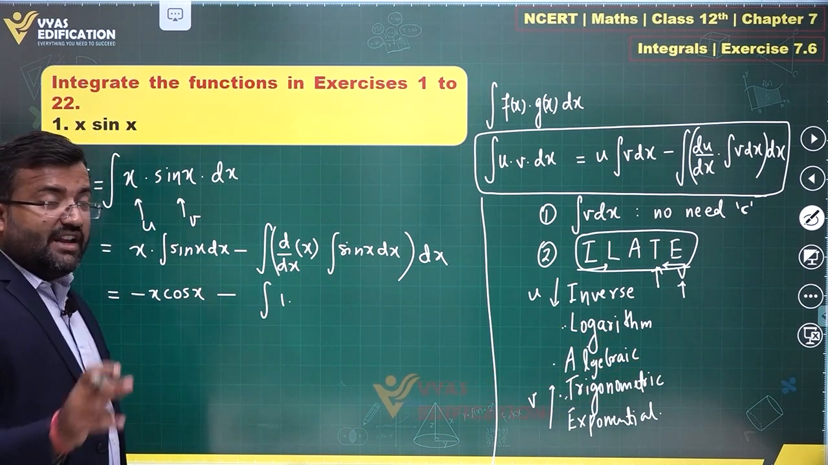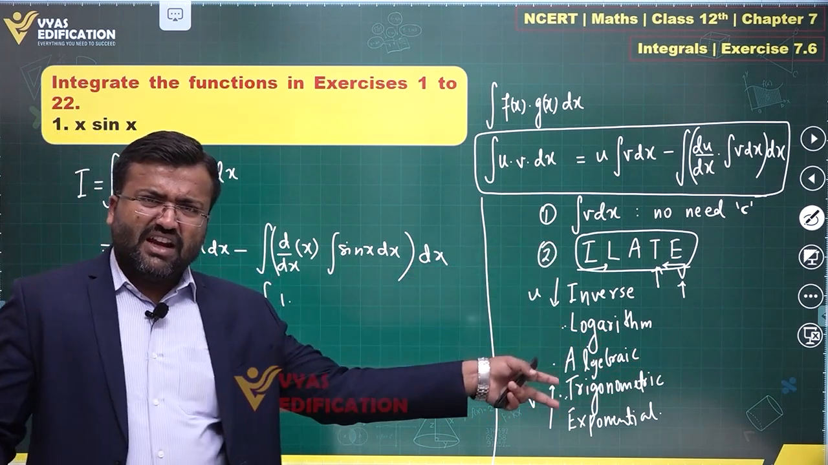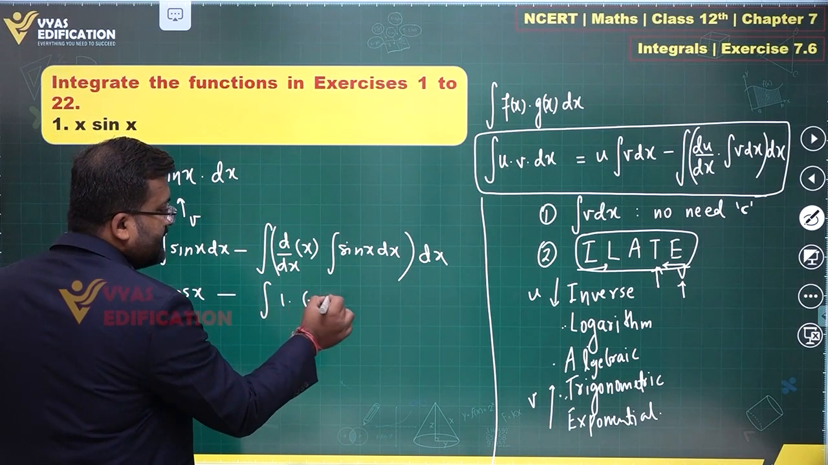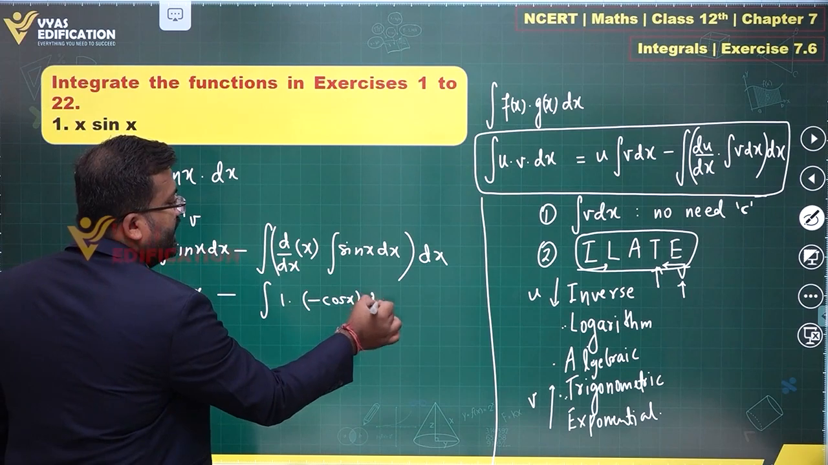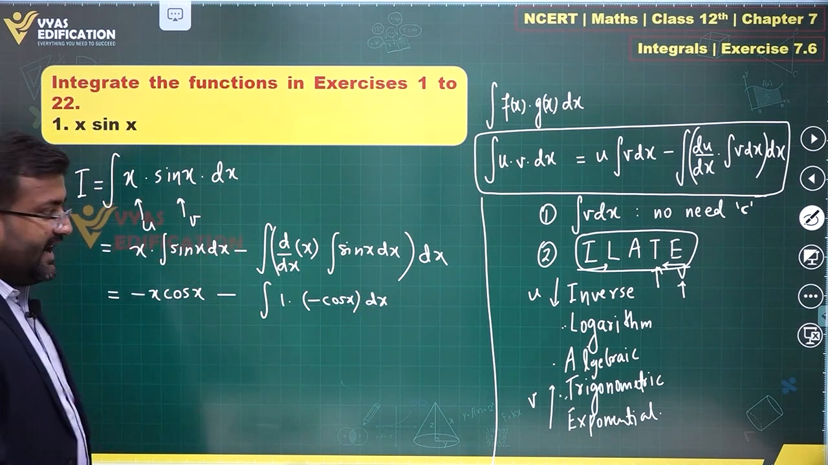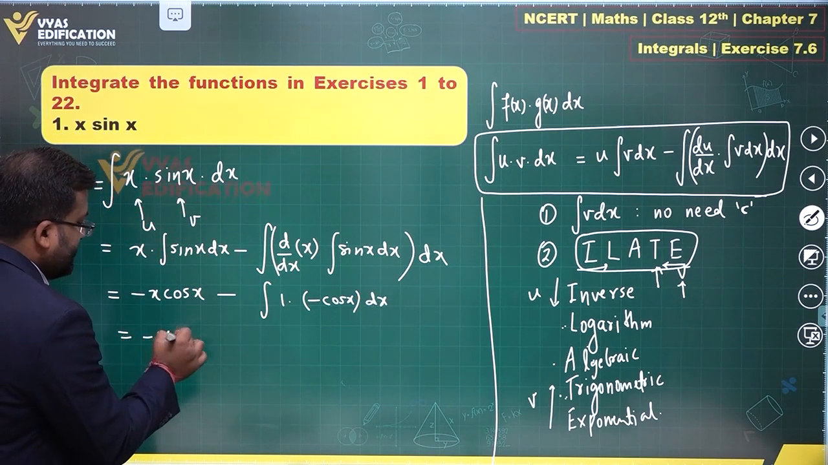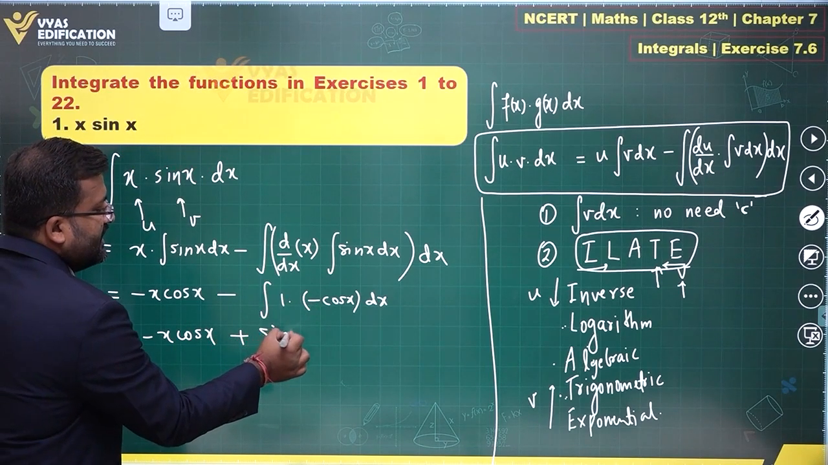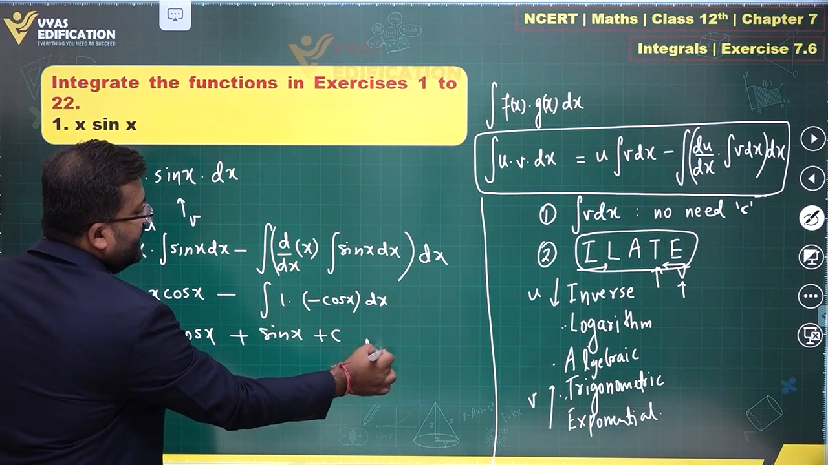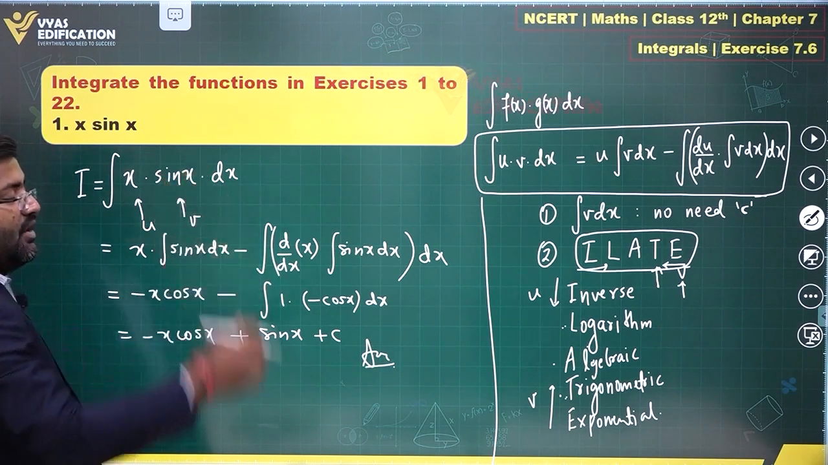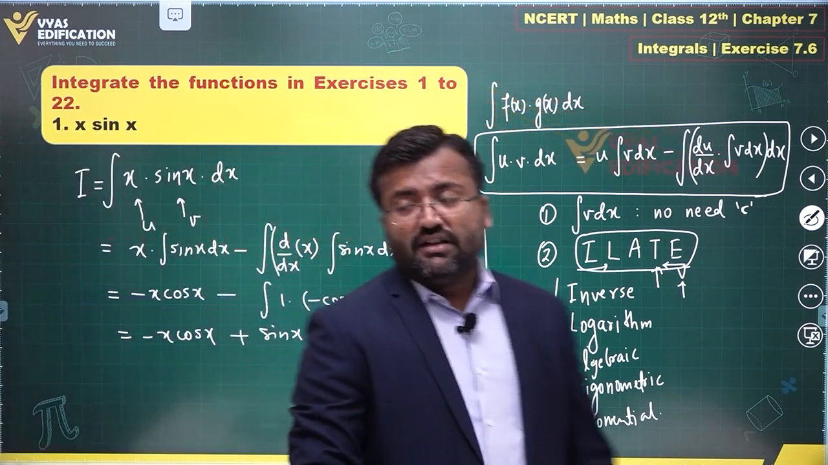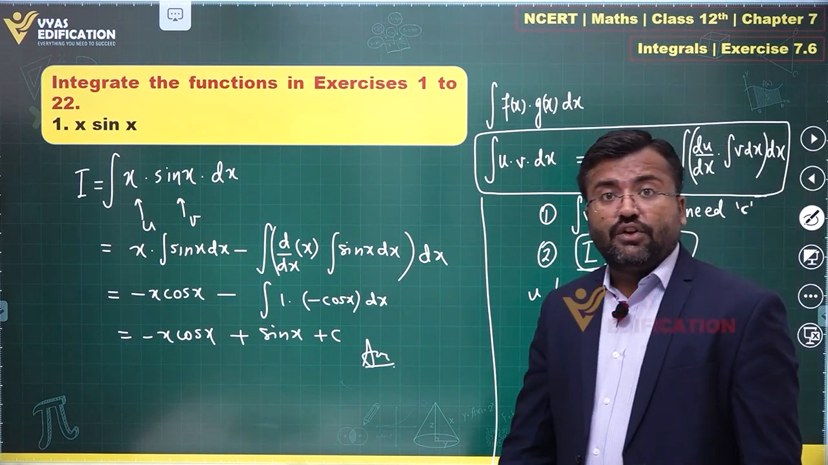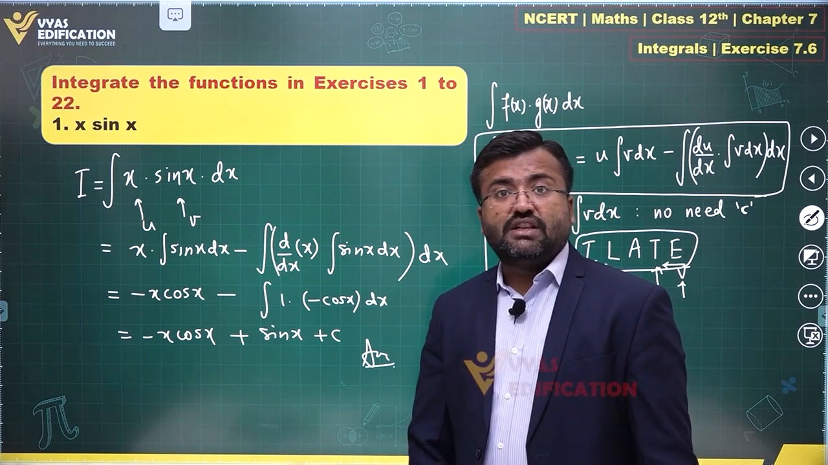Once again, no need of the constant of integration in the integral of v dx. This is minus cos x. This is what you have, right? And after this, this is minus x cos x, which is okay. This becomes plus the integral of cos x, which is sin x plus a constant, and yes, the constant of integration will occur now. After this final integral, you'll write that constant of integration, and this is my final answer for this question, as you can clearly see.